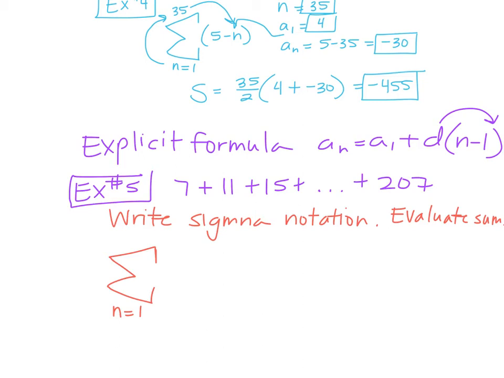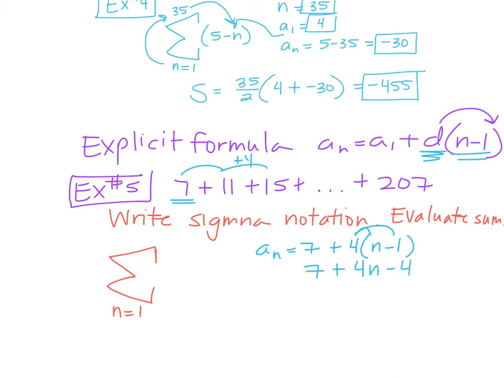So if you look here, our first term is 7. Remember, a sub n equals the first term plus the common difference times n minus 1. So this was always plus 4. So if you simplify this, distribute here, 7 plus 4n minus 4 gives us a sub n equals 3 plus 4n. So this is our explicit formula. 3 plus 4n is going to go here.